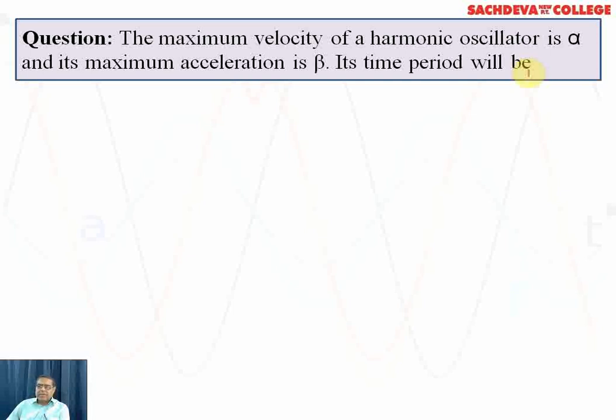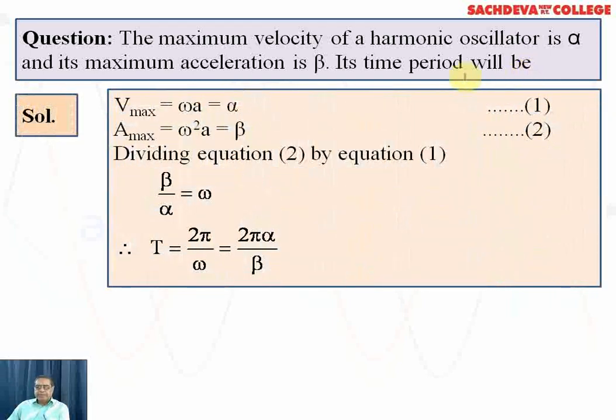So it means that one of the equation will become A omega is equal to alpha, and the other equation will become A omega square equal to beta. By using these equations, we have to estimate the time period. So as I have explained, the two equations we have taken, V maximum and A maximum, in terms of alpha and beta, and we have marked them as equation number 1 and equation number 2.